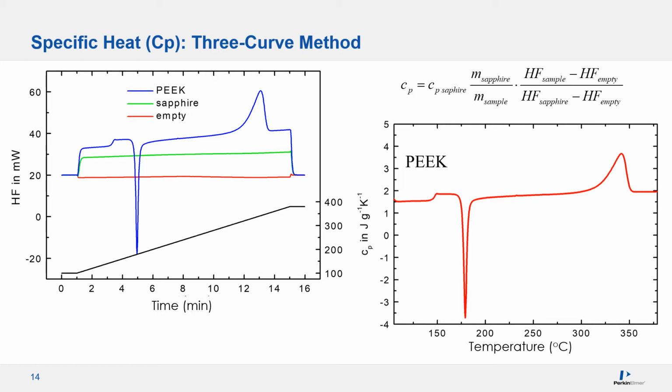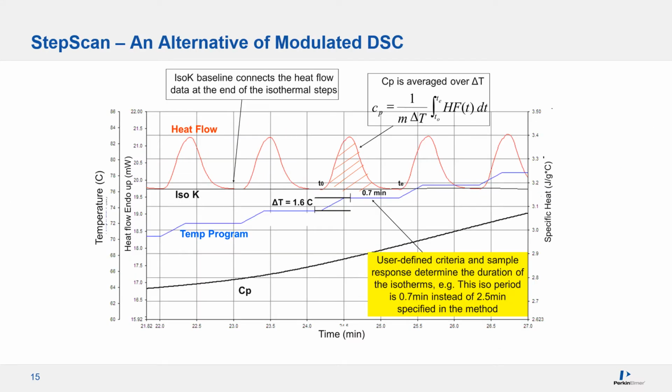By using this method, we get the Cp for each temperature, useful to calculate the thermal diffusivity, etc. And also we can use it to separate overlapping transitions. StepScan is based on the specific heat method, and it's an alternative way to modulate the temperature in DSC. A lot of you may have heard or used modulated DSC to separate reversing and non-reversing events. StepScan works for the same purpose, oftentimes producing quicker and better results.